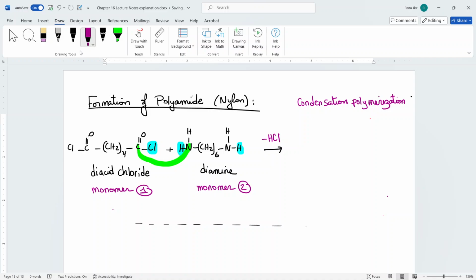Okay, so let's go ahead and draw the polymer repeating unit. You are starting from here. The polymer repeating unit is going to include both monomers in there. So that is going to be a carbon double bond O connected to the CH2, that is 4, and then a carbon double bond O. We lost a chlorine here. We lost the hydrogen there. We made an amide bond between the carbonyl and the nitrogen. So that is the amide linkage. So this bond over here is the amide linkage that we made. And this is why this is called a polyamide.